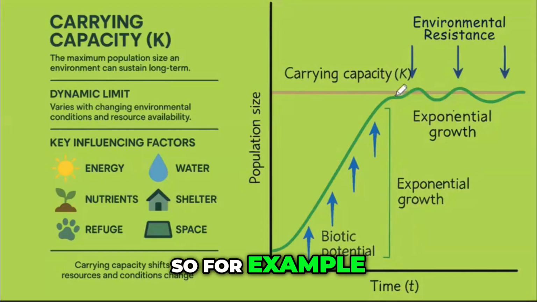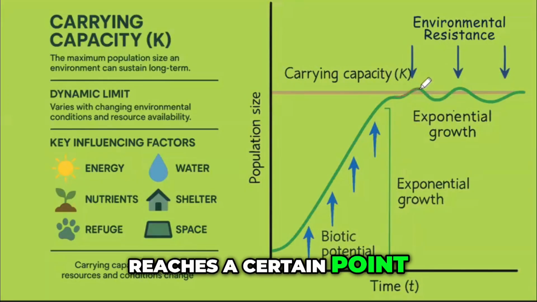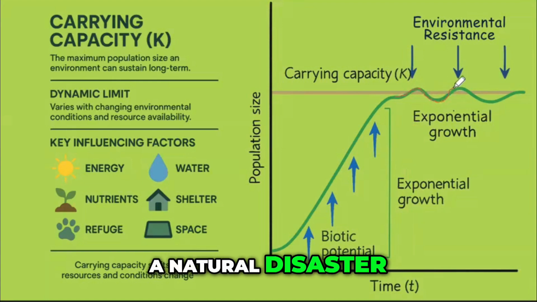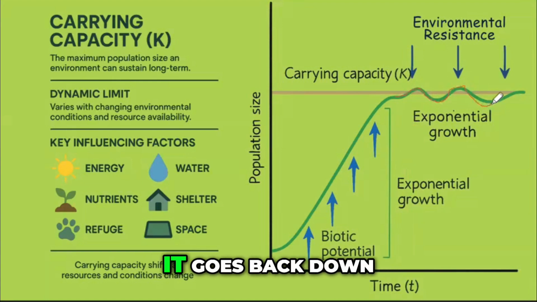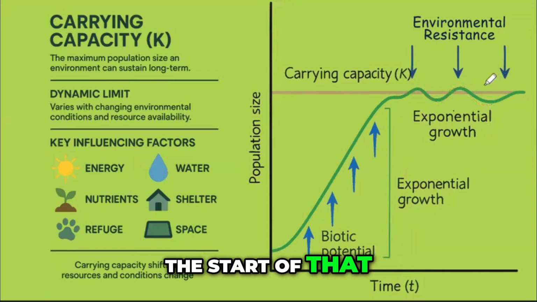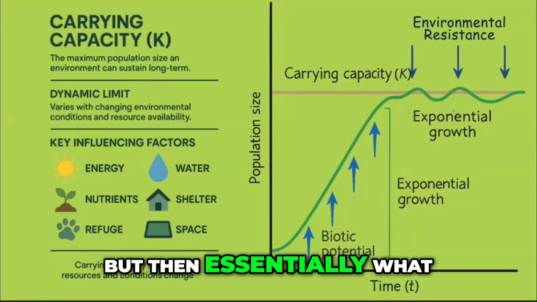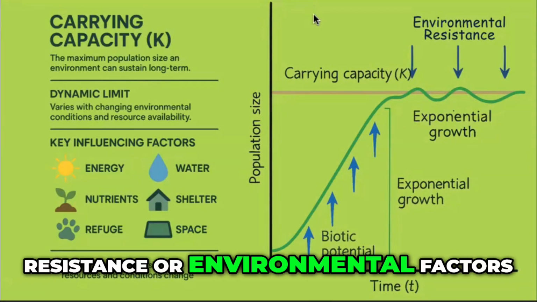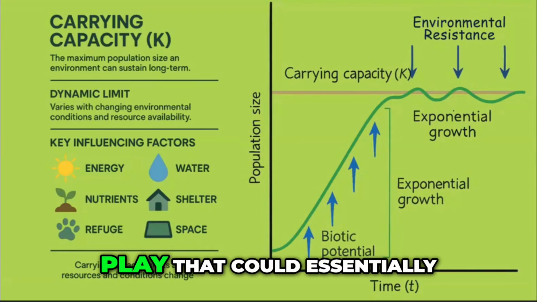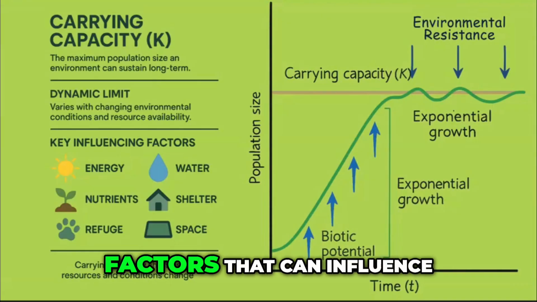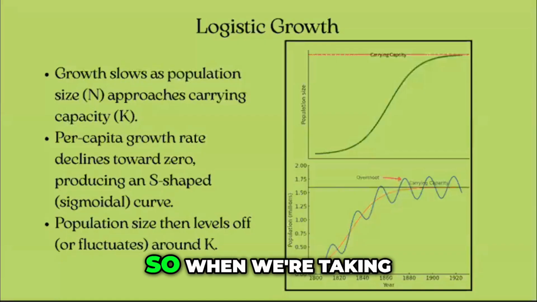So for example, let's assume that it reaches a certain point and maybe there are limited food resources. Then it would go back down. And let's say there's a natural disaster. So once it reaches a peak again, it goes back down. So carrying capacity starts with that J-shaped curve, but then we take into account the environmental resistance, or environmental factors, that can come into play and that could essentially be abiotic or biotic factors that can influence the outcome.